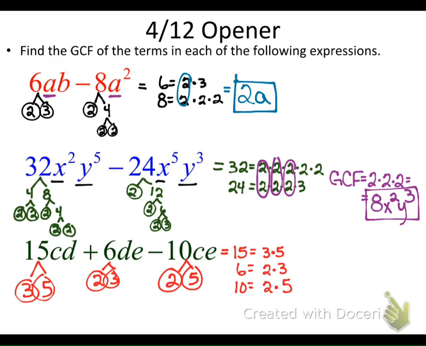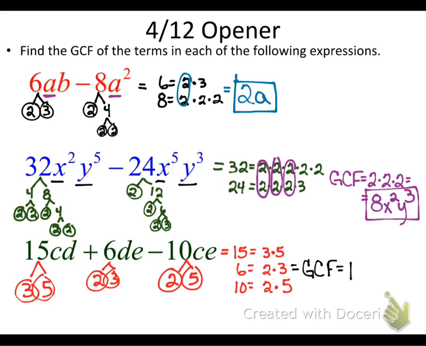Do any of these numbers have a common factor? They all three have to have it in common. Do they all 3 have a number in common? No. When that happens, what's the greatest common factor? What number is a factor for every single number out there? 1. So then we're going to look at our variables.